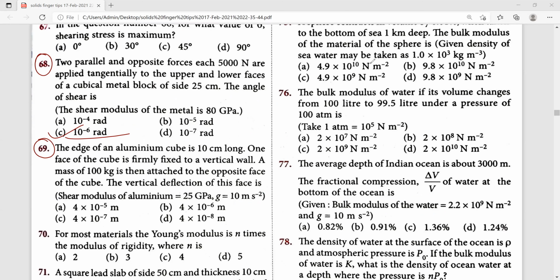Next, 69th one. The edge of an aluminium cube is 10 centimeter long. One face of the cube is firmly fixed to a vertical wall. A mass of 100 kg is then attached to the opposite face of the cube. Vertical deflection of this face is. So 4 options they have given, and we have to choose the right answer.